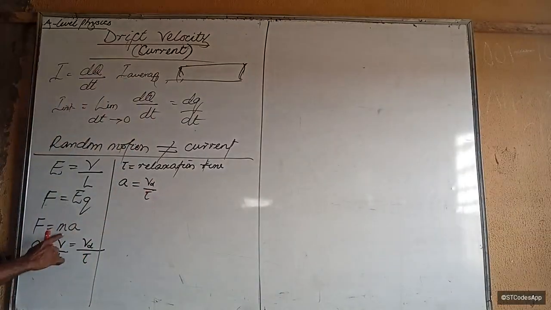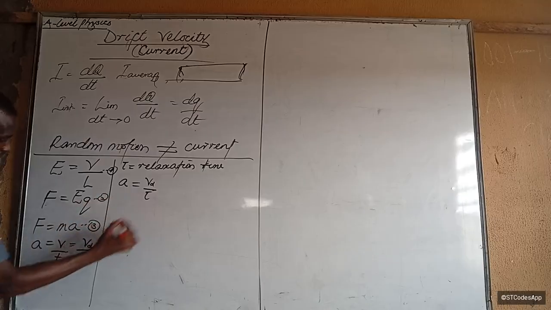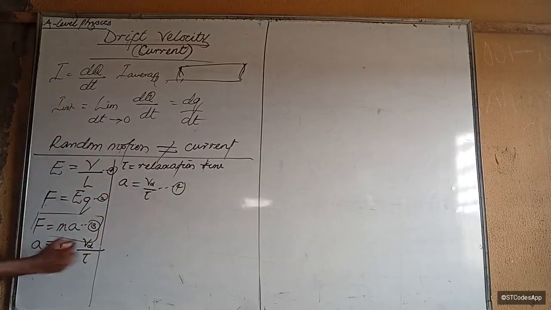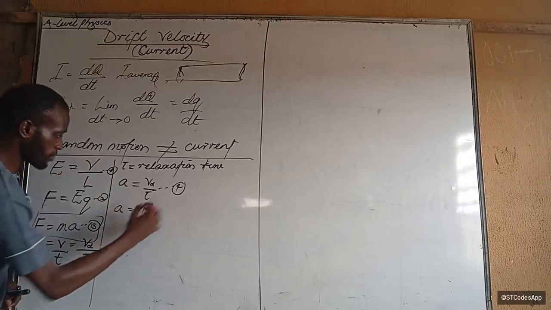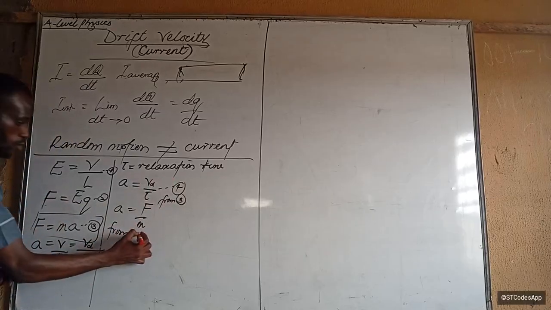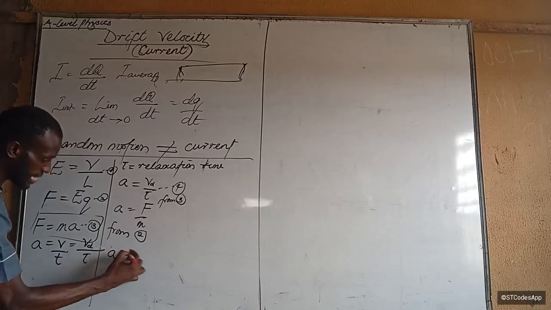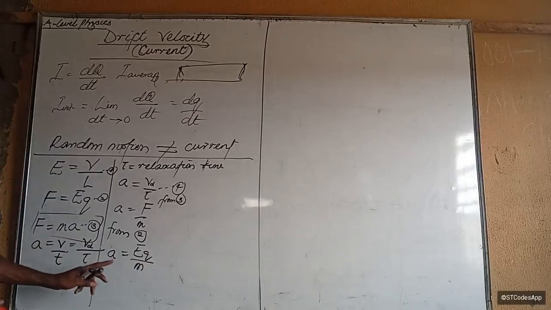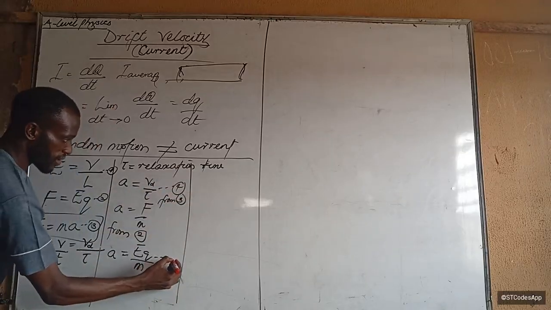So this said, let's call this equation 1, this equation 2, this equation 3, this equation 4. Now, from equation 3, we know that a is also F over m. Make sense? But from 2, we know that F is EQ. Therefore, a is going to be EQ over m. Is this clear? a is going to be EQ over m. Let's call this equation 5 now.